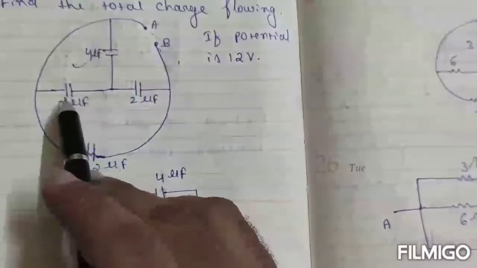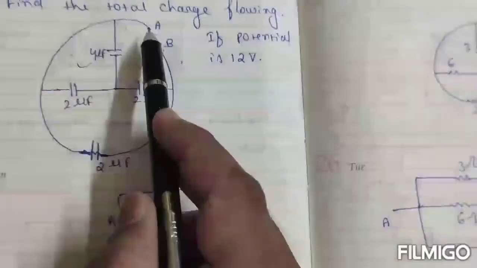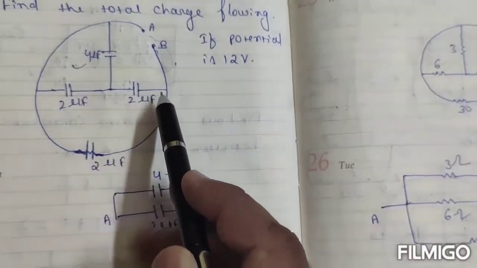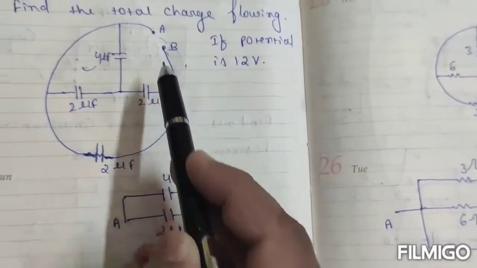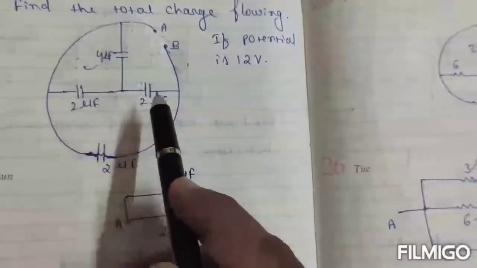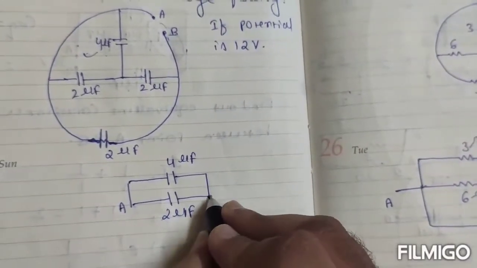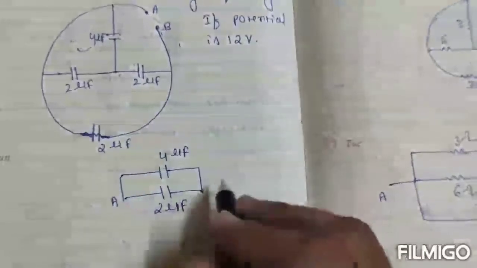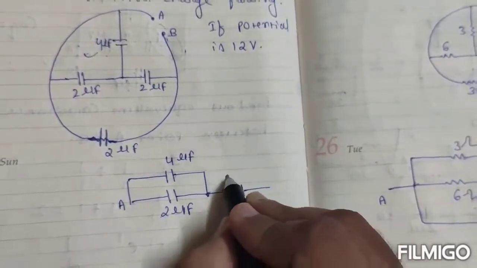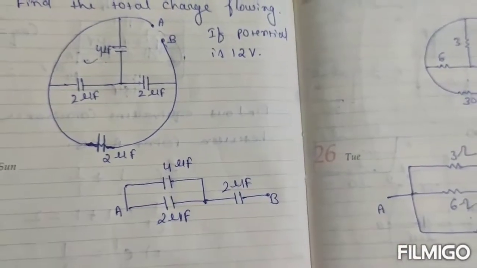Now let us check this section. From A to B, how will I go? From A I will start, I will cross 2 microfarad, then again I will cross 2 microfarad in the same line, and I will reach B. That means which kind of connection is this? Series connection, because this is only a single way, right? So here is the midpoint, and after that here it will be 2 microfarad, and this is point B, right?